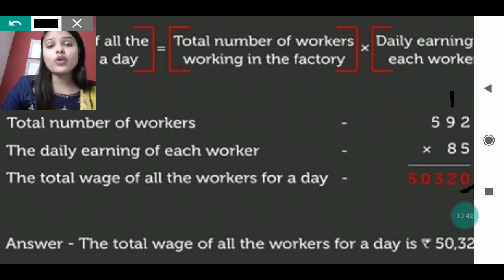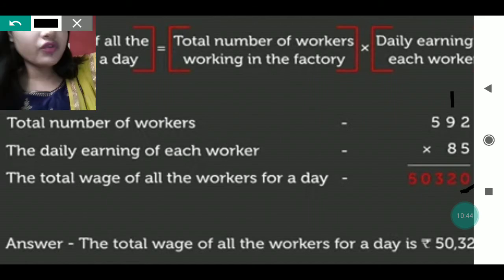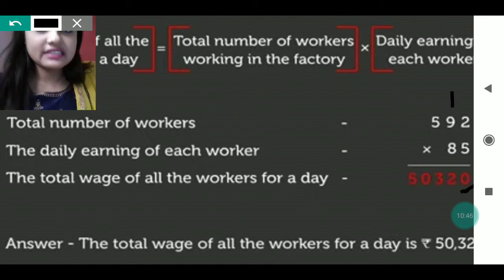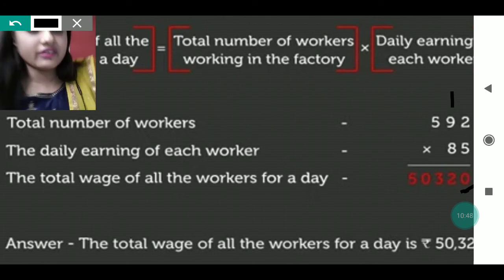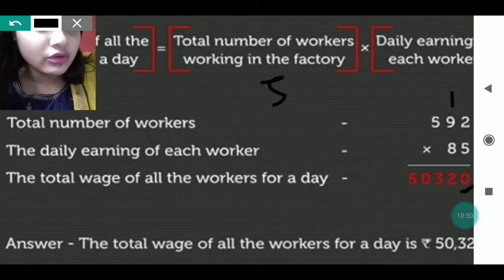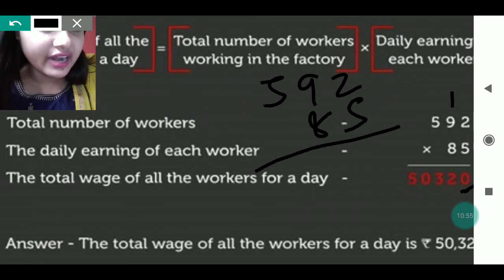45 plus 1? 46. So 46. Here actually the total is given. Here the multiplication, how it is done, is not given. So we will do that also. 592 we will write here, and 85 we will write here. We will do the multiplication.